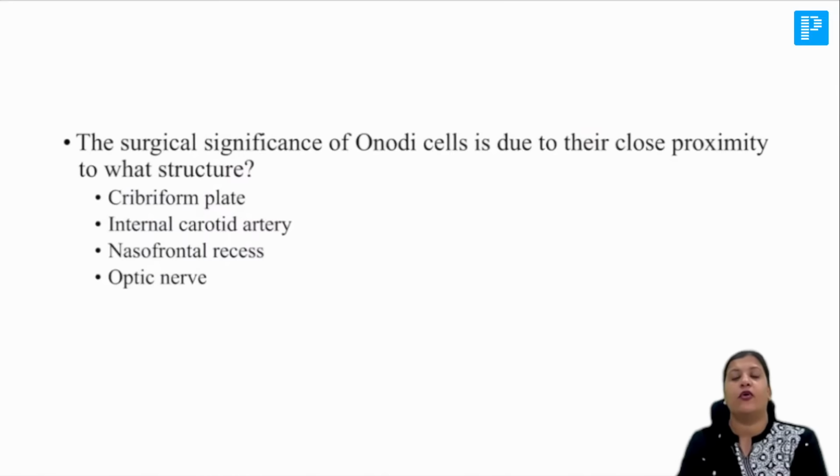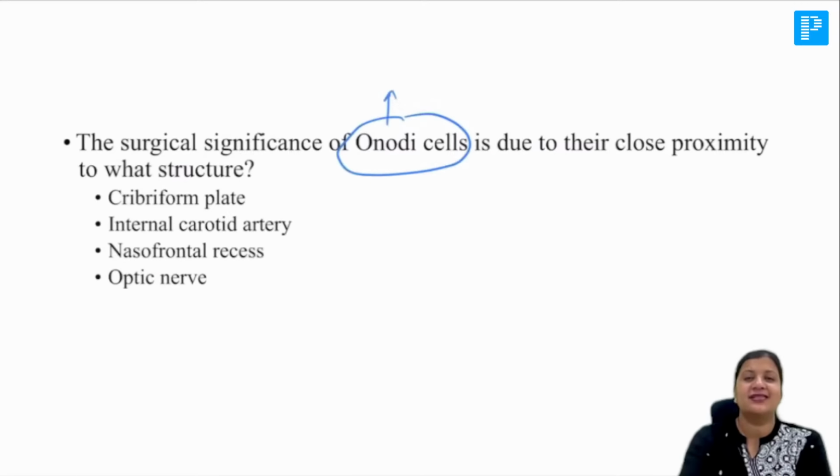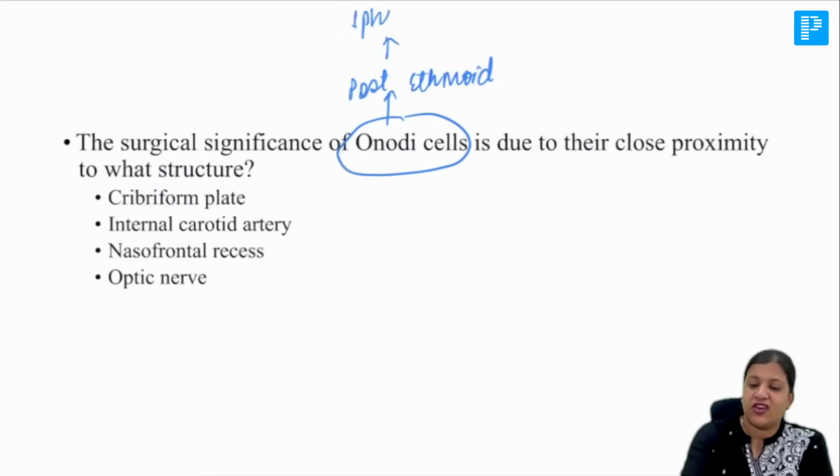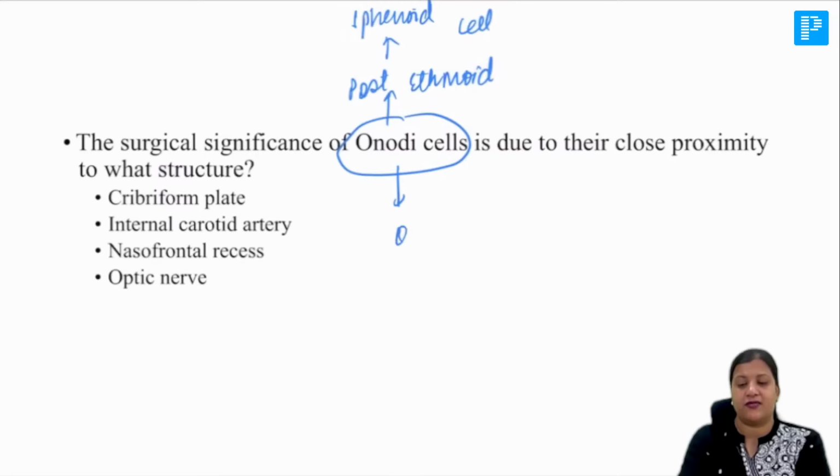The significance of Onodi cell is due to close proximity of what structure? Cribriform plate, internal carotid artery, nasofrontal recess, or the optic nerve. So again, I'm waiting for all of your answers in the chat box. Quickly answer this. Yes. So what is an Onodi cell? Is it an anterior ethmoidal cell or a posterior ethmoidal cell? It is a posterior ethmoidal cell extending into sphenoid sinus. Now, within this Onodi cell, there are two contents that could be present. The first one is optic nerve. The second one is internal carotid artery.